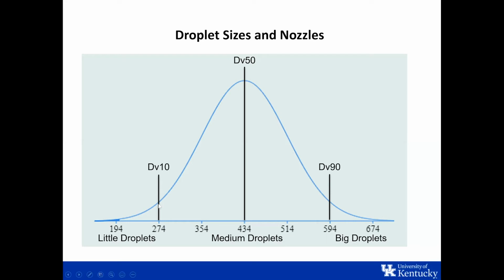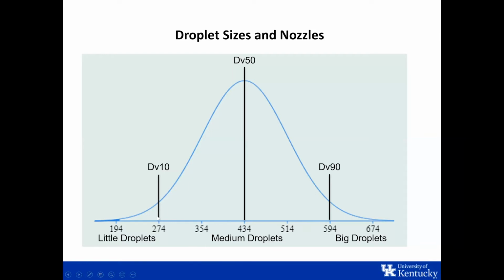And so the DV10 tells us that 10% of the droplets are this size or smaller. And the DV90 tells you 90% of the droplets are this size or smaller. And so what these can tell you is a lot about where the majority of the droplets fall. Again, this is a nice perfect bell curve, which is not reality. This bell curve could be skewed to the left, it could be skewed to the right, it could be more narrow, or it could be more broad. And that DV10 and that DV90 can help you in understanding that.